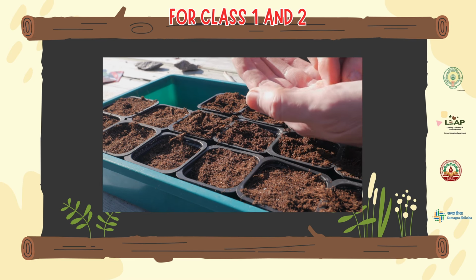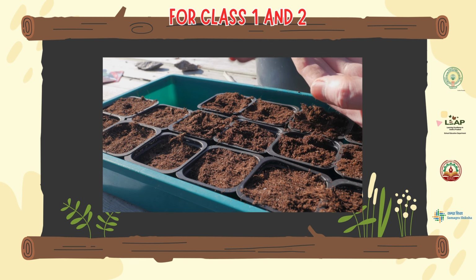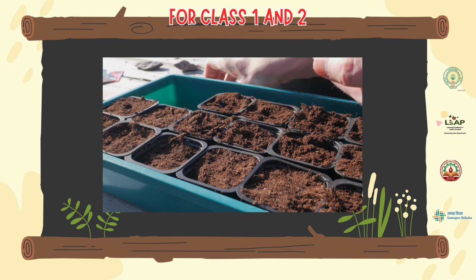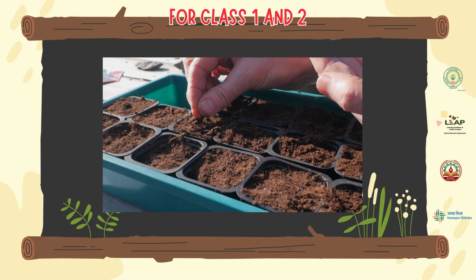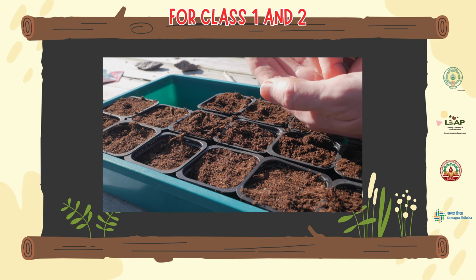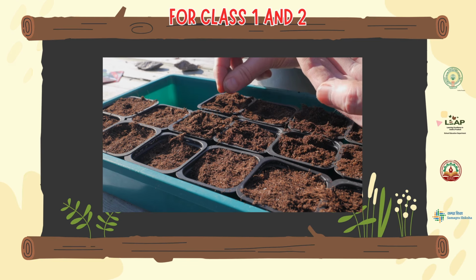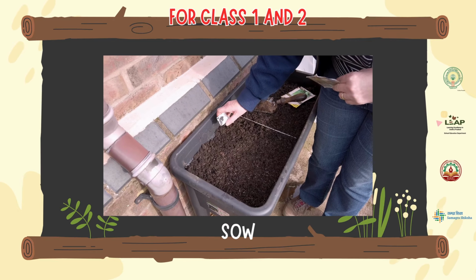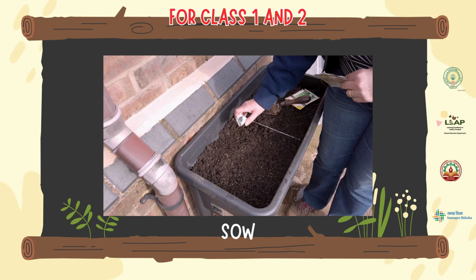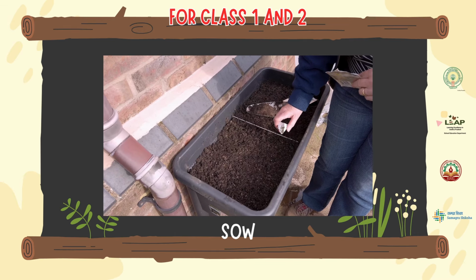Let's do an action together. Make a small hole in the air with your finger and drop a pretend seed inside. That's sowing. Once again, make a small hole in the air with your finger and drop a pretend seed inside. That is sowing. Can you say, I sow seeds in the soil?